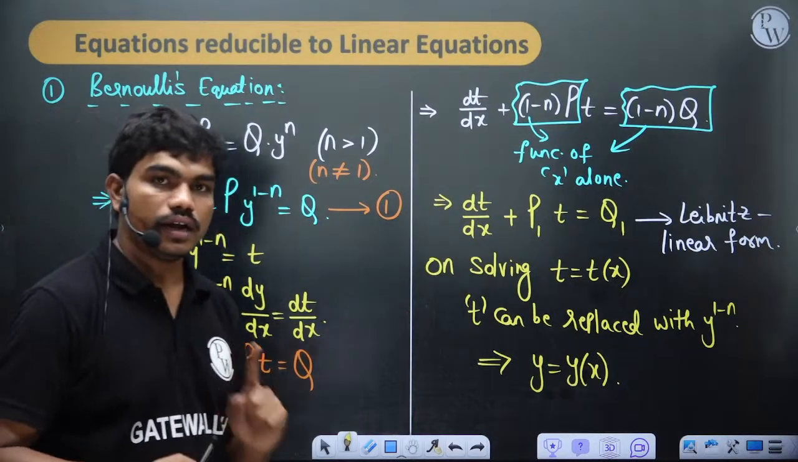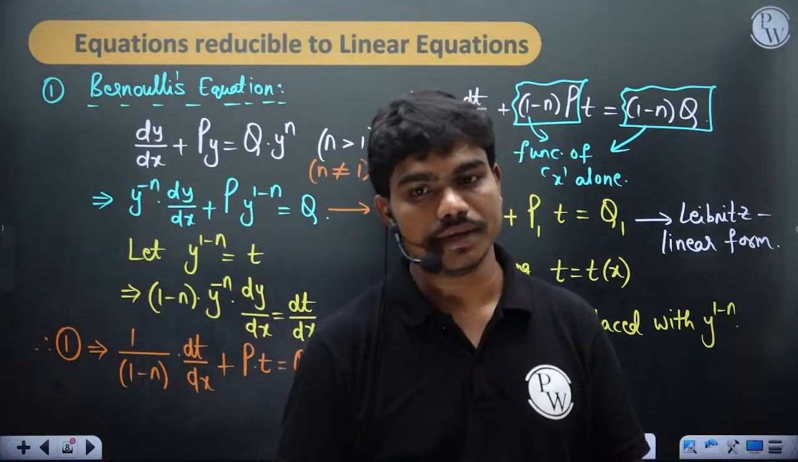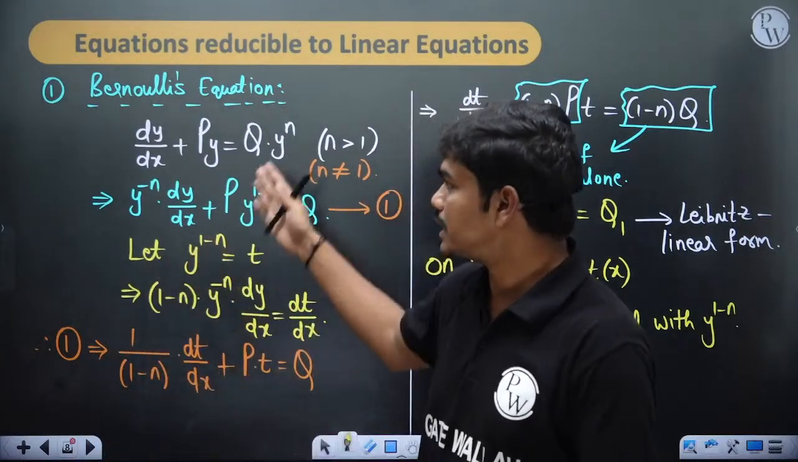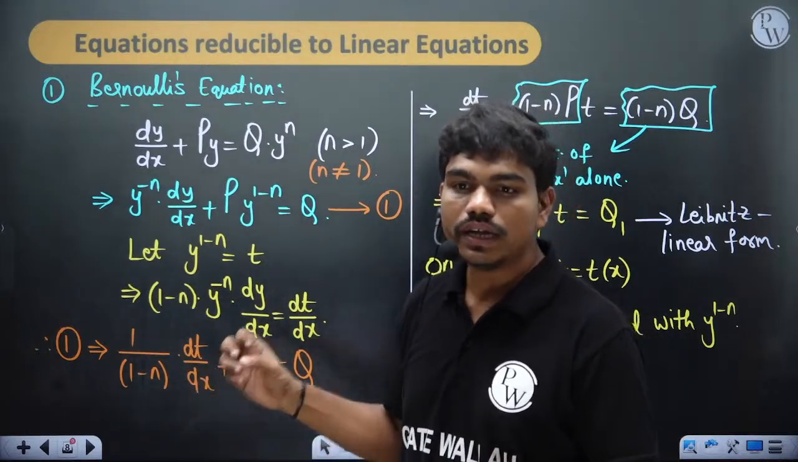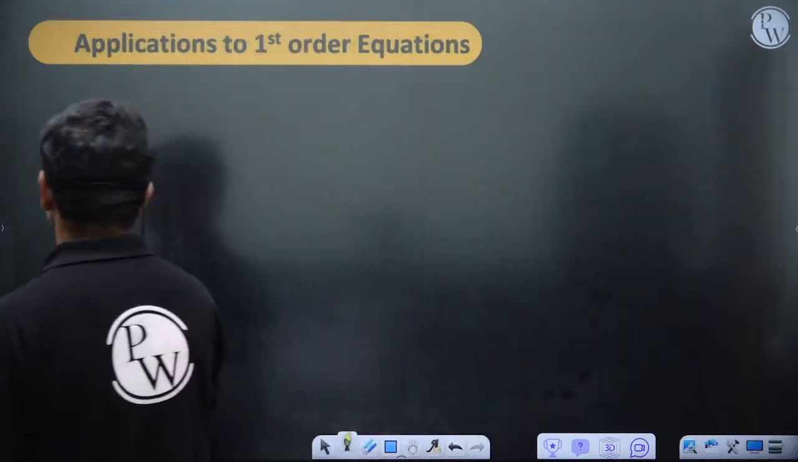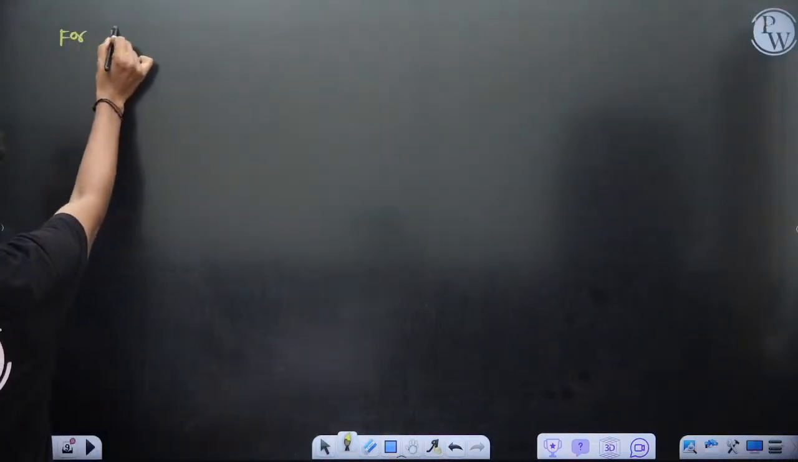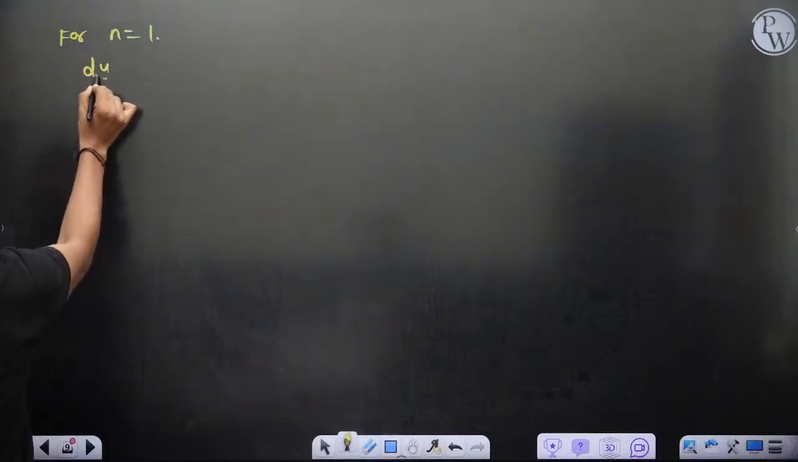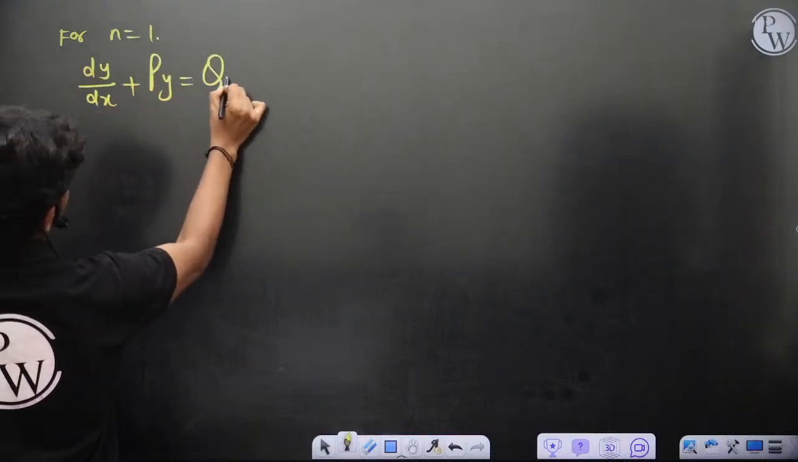Now if n is equal to 1, for example, how are you going to solve the question? Obviously I have given the constraint n is not equal to 1, but it is possible that n can also be equal to 1 sometimes. So if n is equal to 1, how are you going to solve this equation? Let's check. For n equal to 1, dy by dx plus p into y is equal to q times y.